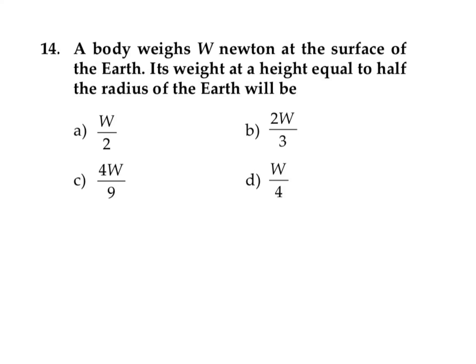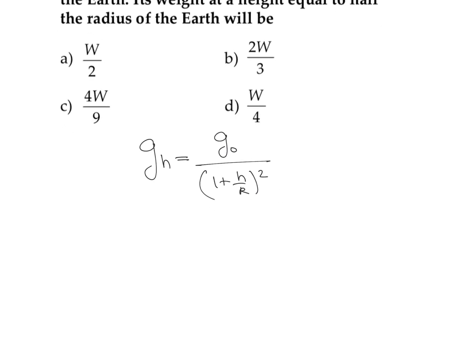In this question, it is given that a body weighs W newtons at the surface of Earth. Its weight at a height equal to half the radius of Earth is? So our aim is to find out the value of acceleration due to gravity at a height h. So we can use the equation g naught divided by (1 + h/r) the whole square.